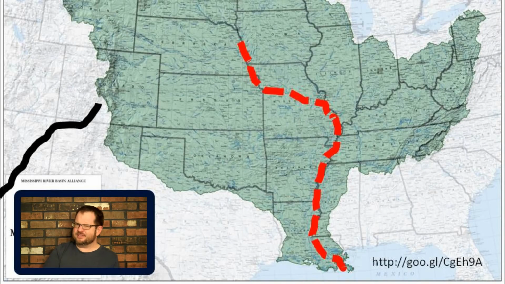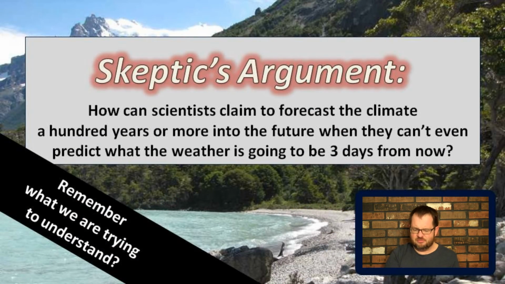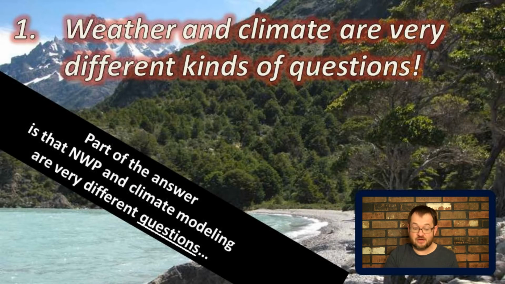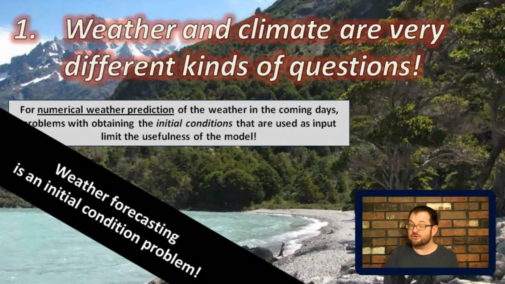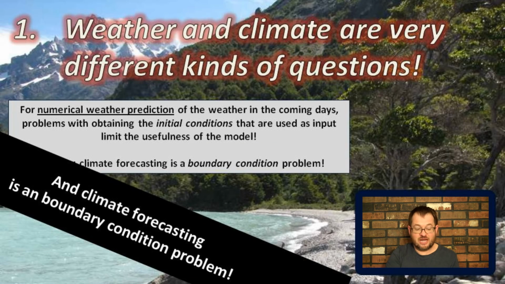So, what is this telling us here? Let's think back to that skeptic's argument. The skeptic was saying, how does a scientist know they can predict the climate for 100 years in the future if they can't predict the weather 3, 4, or 5 days out into the future? And we said that the issue stems from the fact that weather and climate are two very different kinds of questions, and the numerical weather prediction one was an initial condition problem, whereas it turned out the climate type problem was a boundary condition problem.